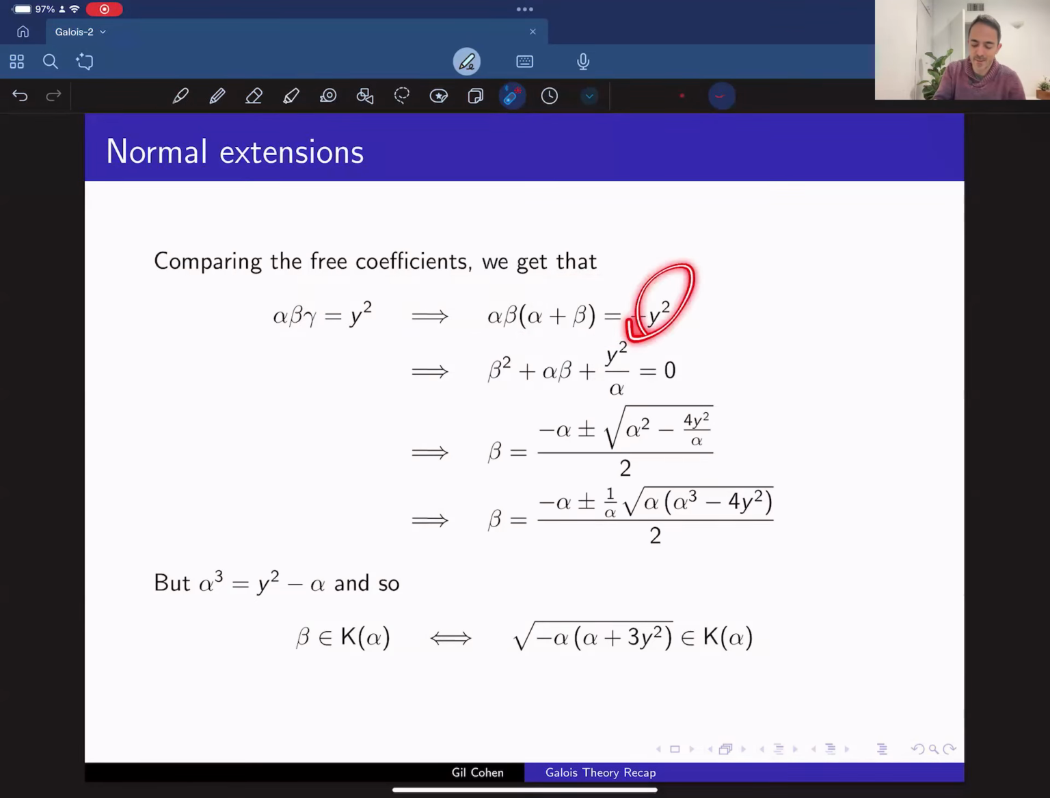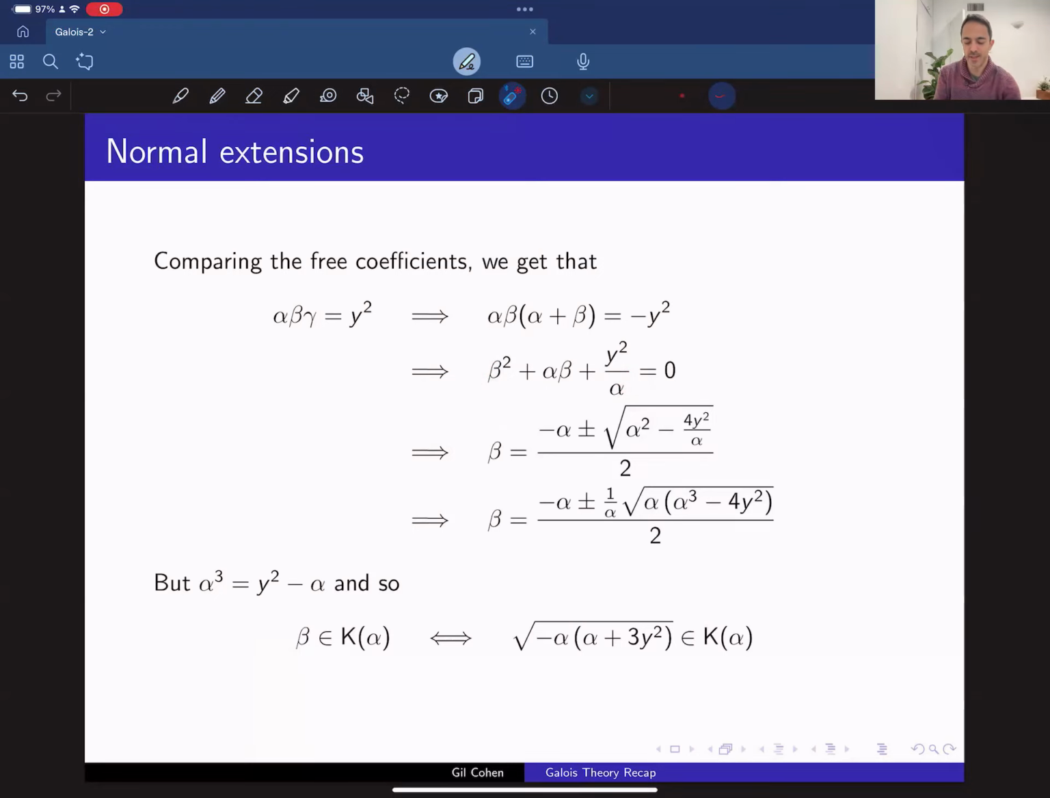You should think of y as something simple and alpha and beta as something complicated, because alpha and beta come from the algebraic closure of F(y), and this is an element in F(y), like the rational function field, even the polynomial ring. Okay, so when we divide by alpha, alpha is not 0. When we divide by alpha and open things up, saying this is the same as saying that beta squared plus alpha beta plus y squared over alpha is 0. And we want to understand whether beta is in K(alpha). So let's express beta in terms of alpha and the y's.